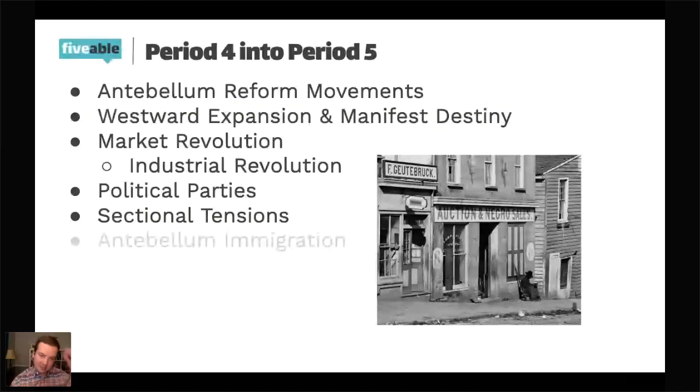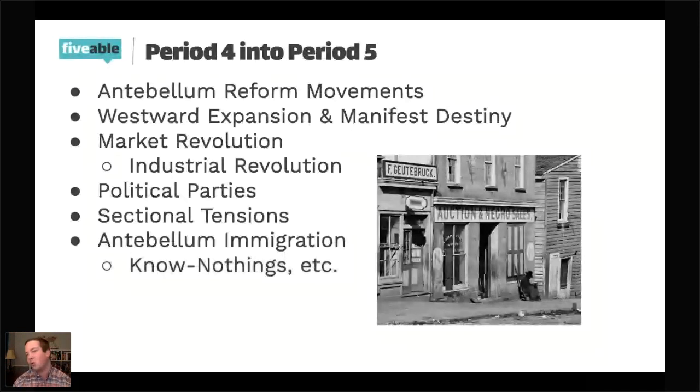And then finally, we have antebellum immigration. Antebellum immigration is kind of part of period 4, kind of part of period 5. It's a little bit of both, but this is talking about the 1830s, 40s, 50s, where we have the new immigrants coming, and those are going to be the Irish and the Germans. This is going to lead to a little bit of backlash. We have the Know Nothing Party, the so-called nativist backlash. So nativism plays a role here.